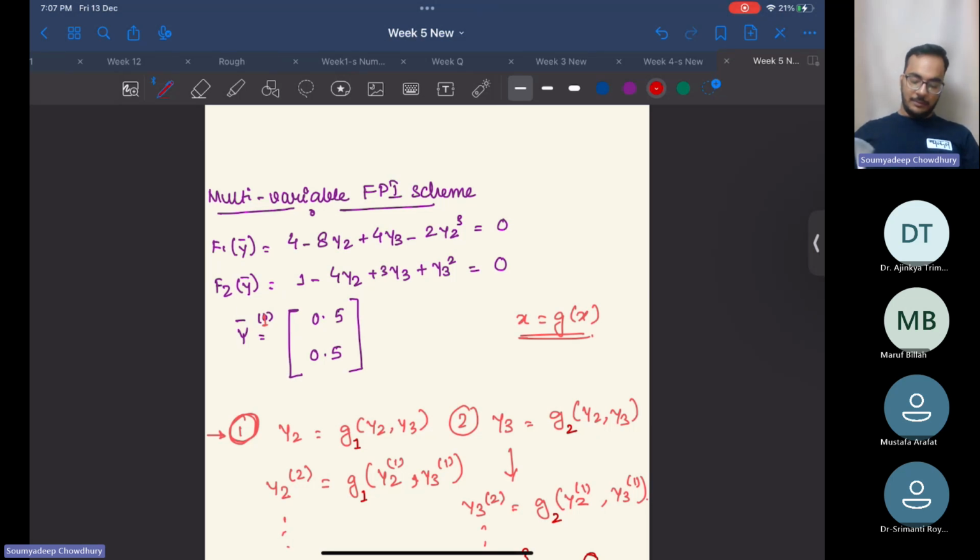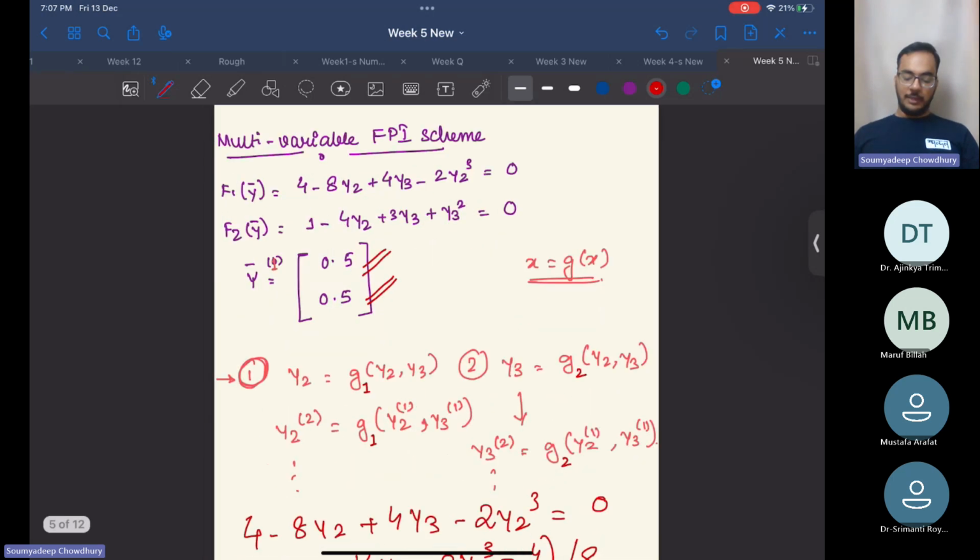Here there are two variables, right? So there will be the initial value matrix that will be a 2 cross 1 matrix, which is given as y of 1 equals 0.5 and 0.5, and these are the two equations. So here the two unknown variables are y2 and y3.